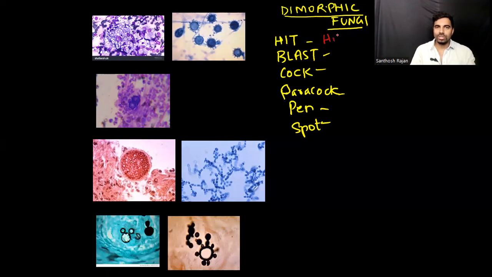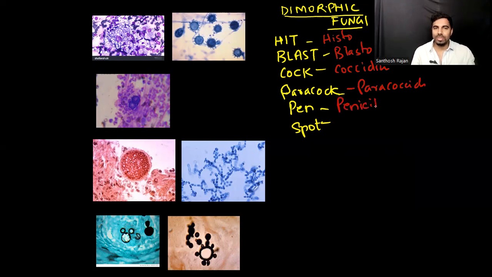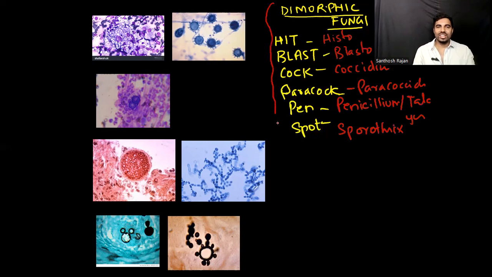Hit for histoplasmosis. Blast for blastomycosis. Cock for coccidioidomycosis. Paracock for paracoccidioidomycosis. Pen for Penicillium marneffei, penicilliosis; it is also called Talaromyces. I'm coming there, we have a topic there. Spot for Sporothrix. Got it? So, these are the things.